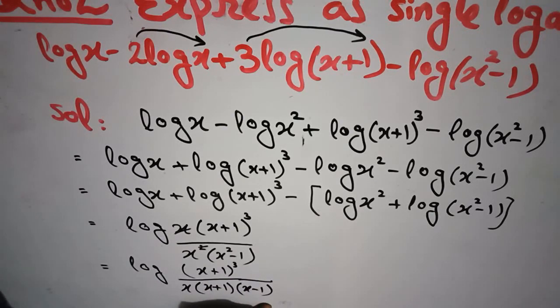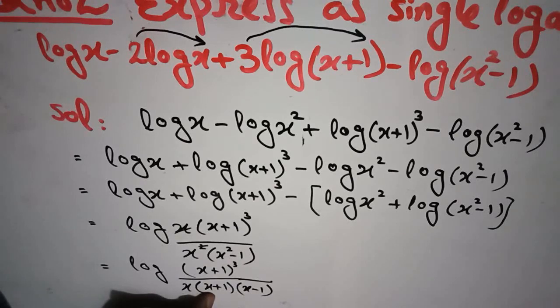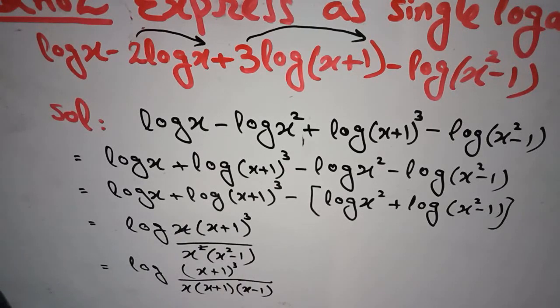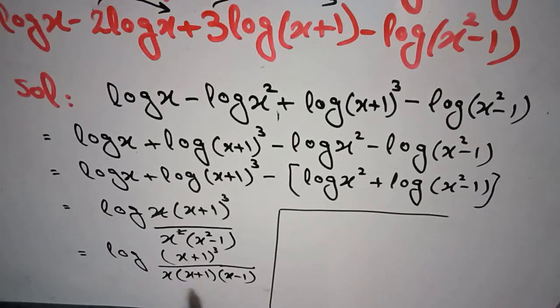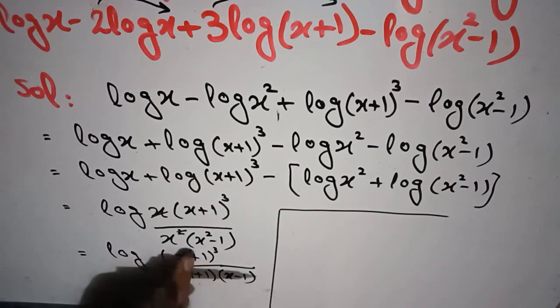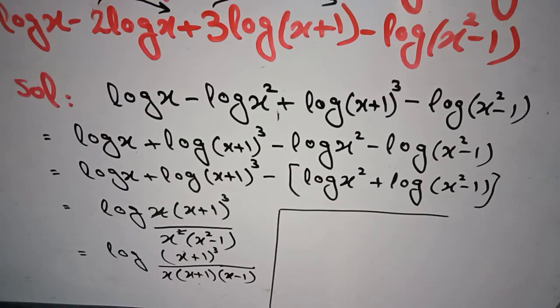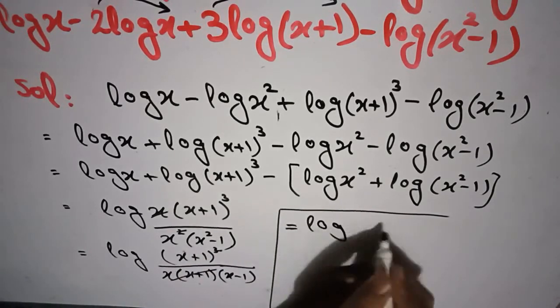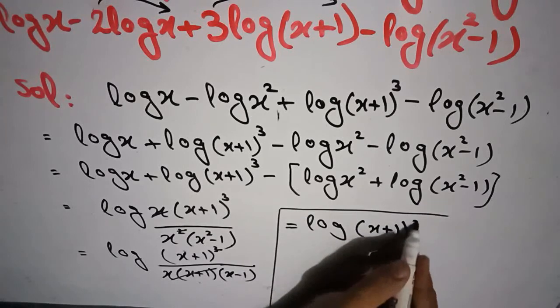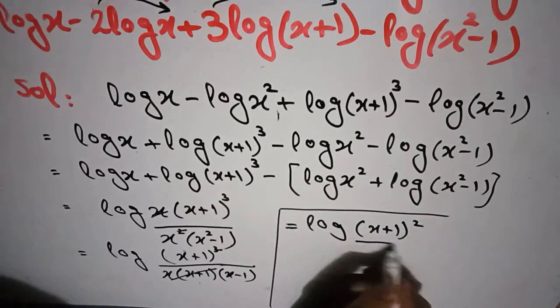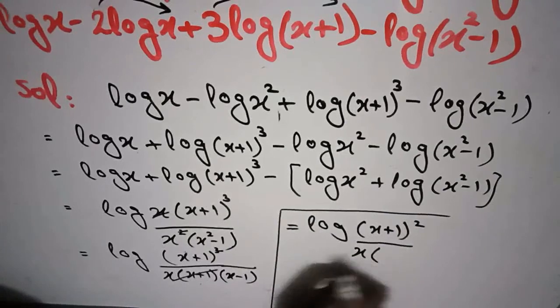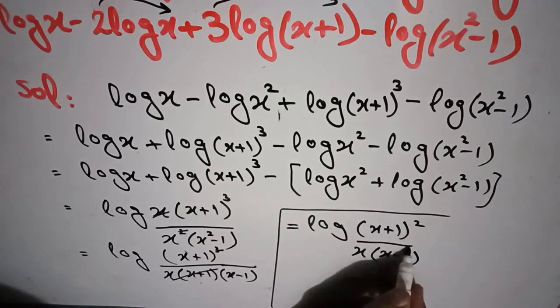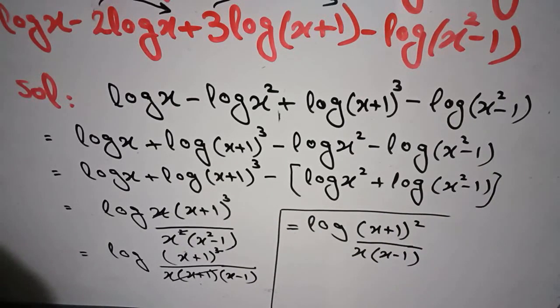Okay, so in the next step we will cut the factor x plus 1 with the power of x plus 1. I am cutting this factor with this power because both have the same value, x plus 1 and x plus 1. So the remaining will be log of x plus 1 whole square over x and x minus 1. So this will be the answer.